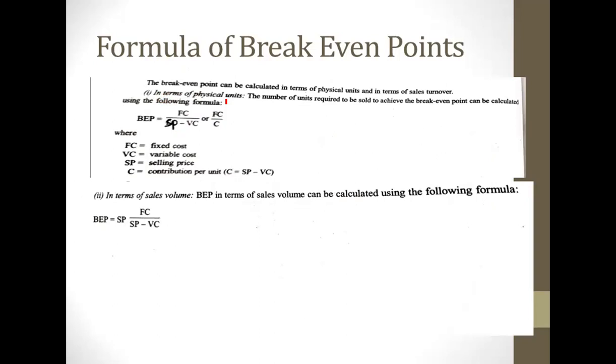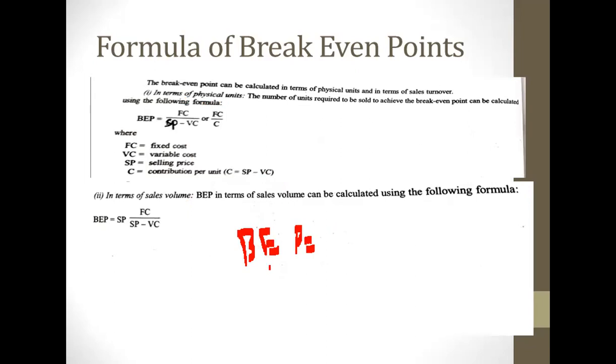Suppose at which unit of output your firm reaches the break-even point. For that, we use the formula for the break-even point. First, it is in terms of physical units. So at what units of output? When you produce 1 lakh output or 2 lakh output or 1.5 lakh output, how many units of output are you producing at the break-even point?